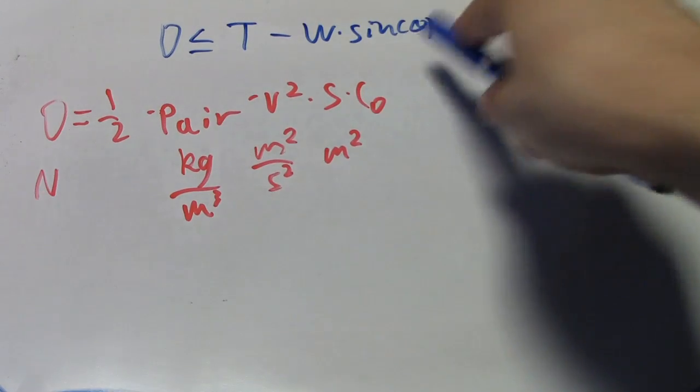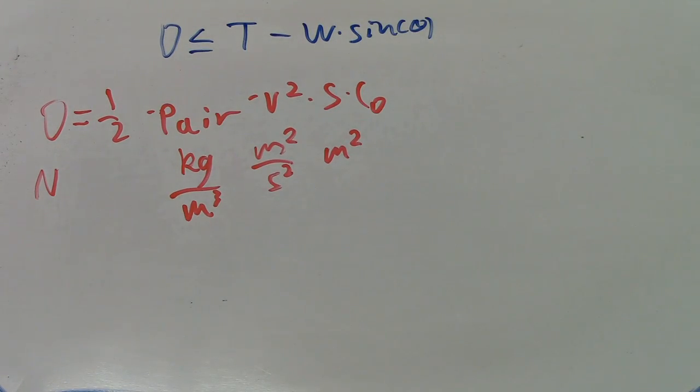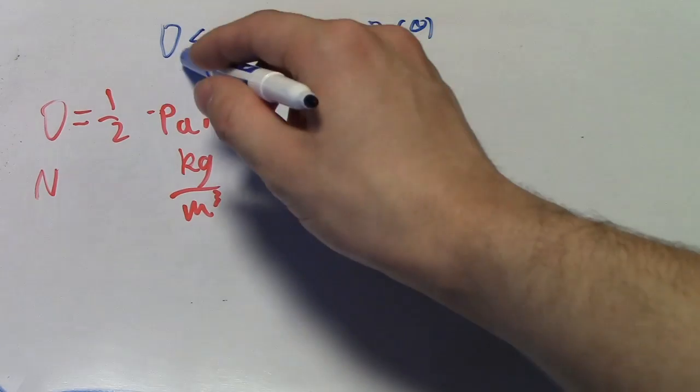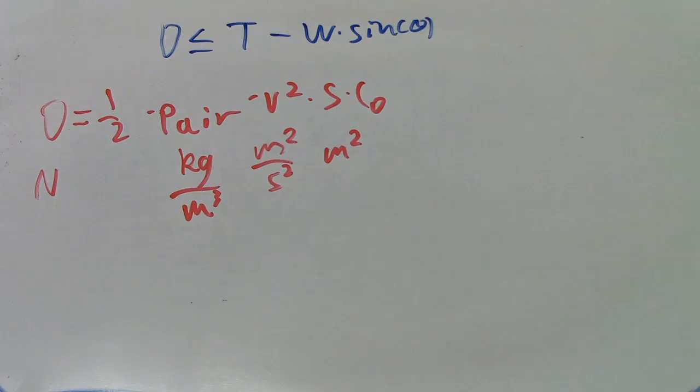Now, I would like to point out that drag only has to be less than thrust minus the weight of the airplane times the sine of theta if you want the airplane to work. Technically, drag could be greater than this, but then the airplane couldn't take off because there's too much friction. Similarly, lift could be less than the weight of the airplane times the cosine of theta. It's just then the airplane still couldn't take off because it'd be too heavy.